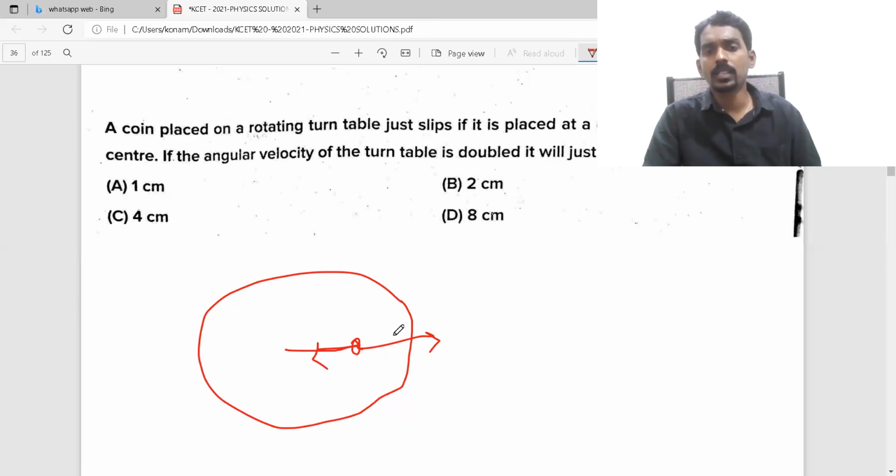So the centrifugal force is just balancing the maximum limiting or static friction. But that is at a particular distance. Then at another particular speed, at another particular distance, where the angular velocity became double.